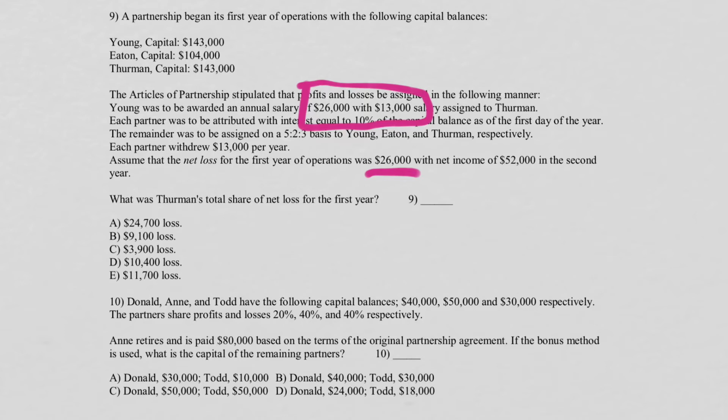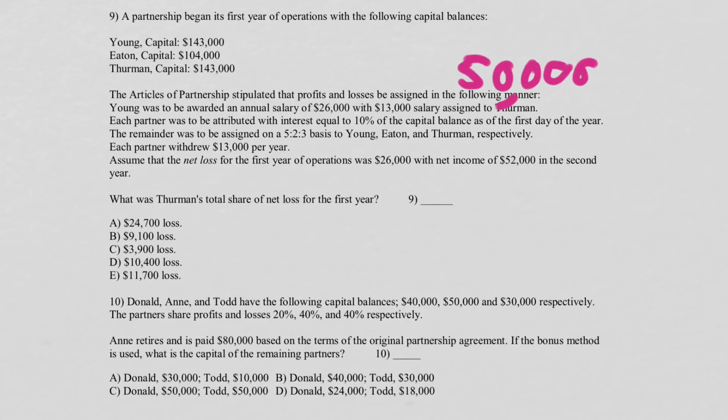Okay, I think number 10 is not so bad. Anne's retiring. She's going to get 80. Her capital account balance is 50. No goodwill method. This is going to be just the old-fashioned way. So we got to get her to 80. So let's do a T account. Let's make some room here. We got to do a T account of her account. She's at 50, right? We got to get her to 80. So she's got to get 30.